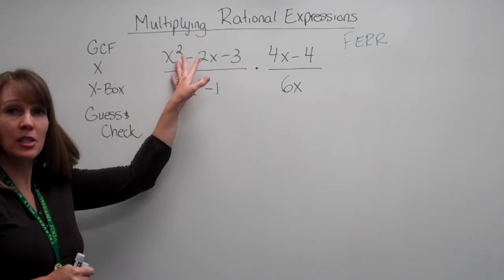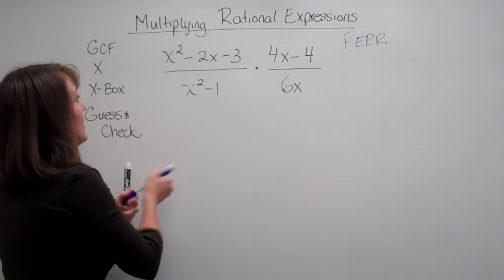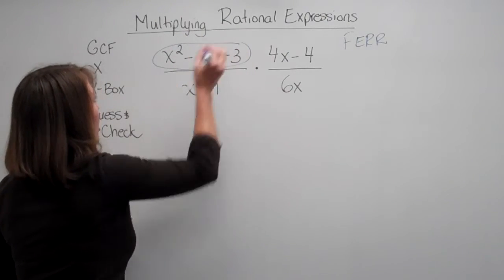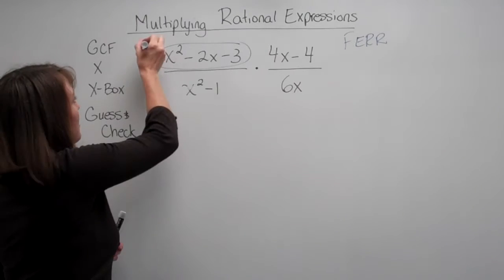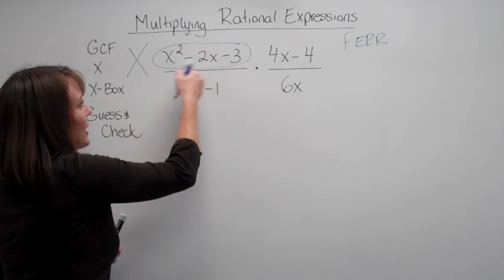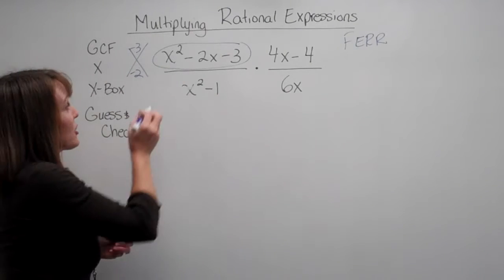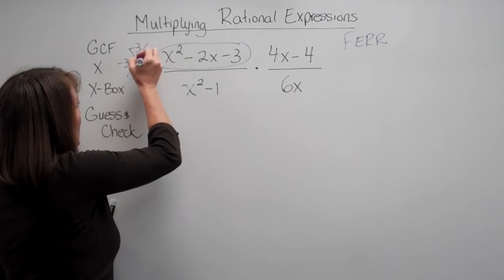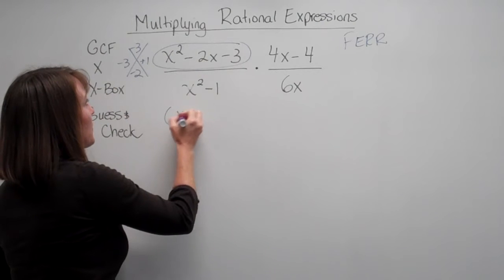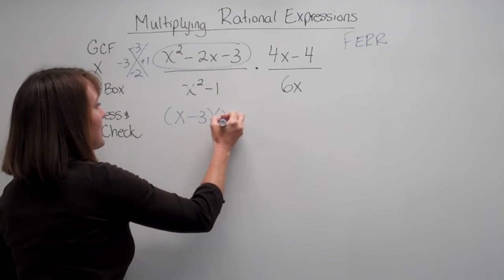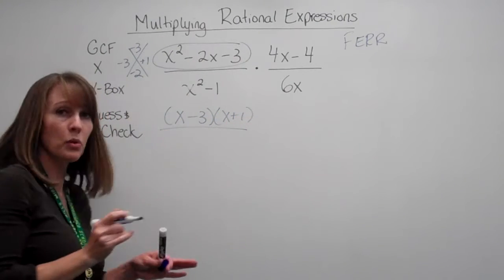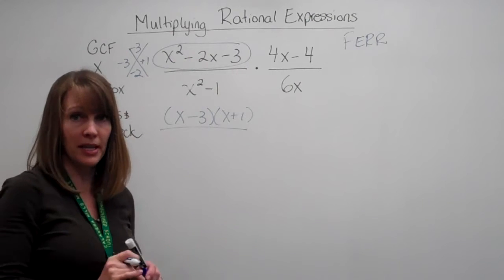All right, so we look at just this top one right here. And our tool for this is going to be the X box. Okay, we have an x squared here, no common factor. -3 and -2, our factors are going to be -3 and +1. So we're going to rewrite this as x minus 3 times x plus 1. We're going to do this for all 3 of them here.